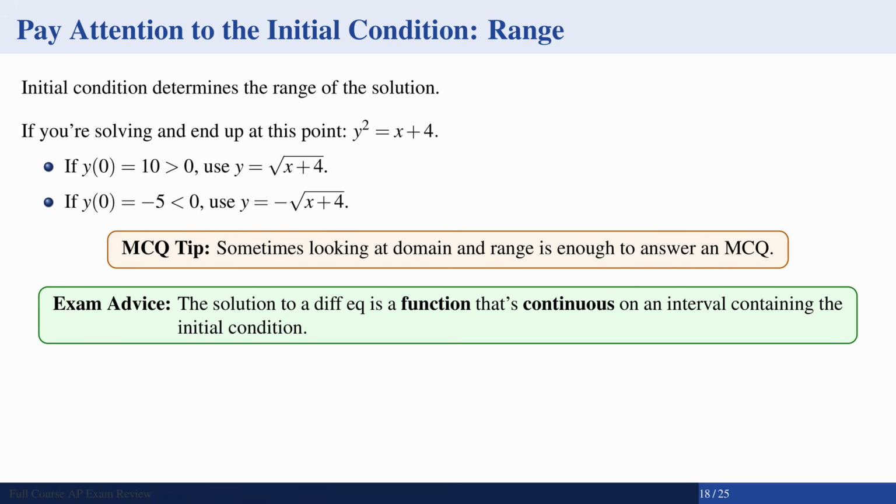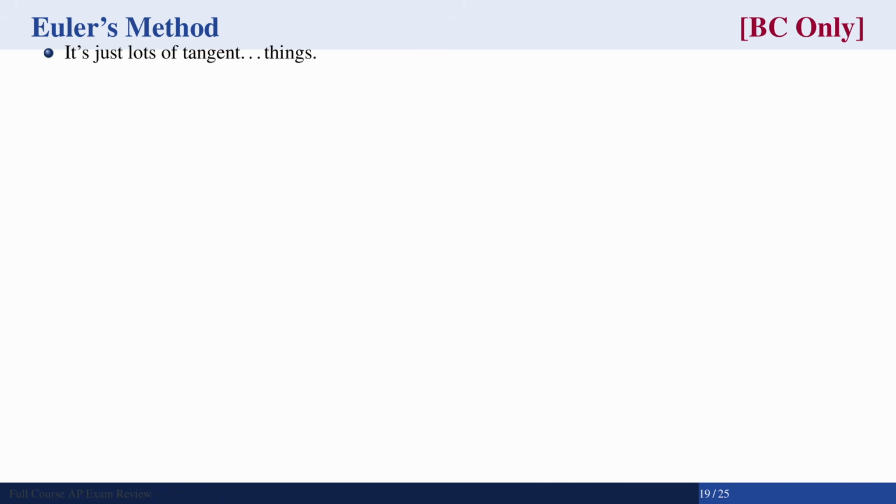If you were in Calc AB, you are done at this point. If you were in BC, we are going to move on and talk about a couple of additional things. The first one is Euler's method. So Euler's method, it's just a lot of tangent, I'm going to say things. They're kind of like tangent line approximations, but you use points that aren't strictly speaking on the function, but it's just using tangent lines over and over again.